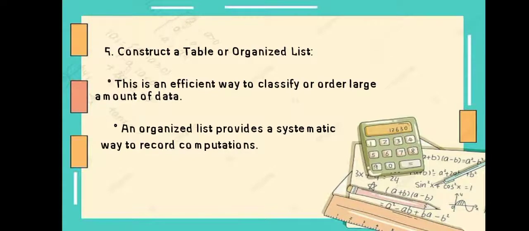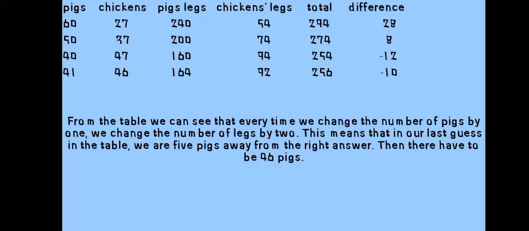Number 5. Construct a table or organized list. Making organized lists and tables are 2 aspects of working systematically. Most students start off recording the problem-solving efforts in a very haphazard way. Often there is a little calculation in this corner, and another one over there, and another one just there. It helps students to bring a logical and systematic development to their mathematics if they begin to organize things systematically as they go.